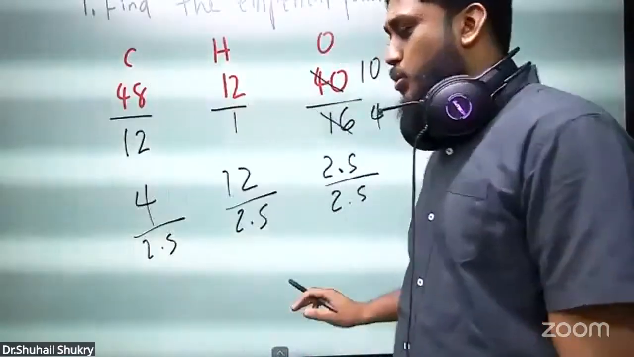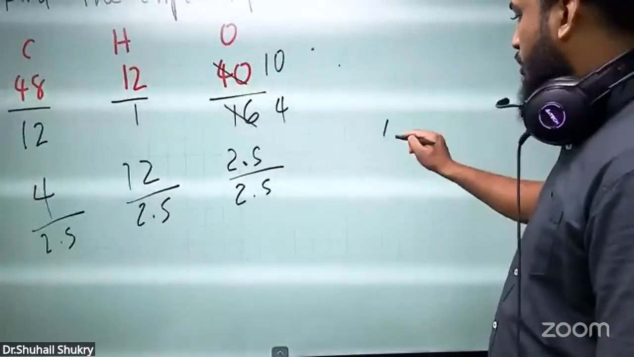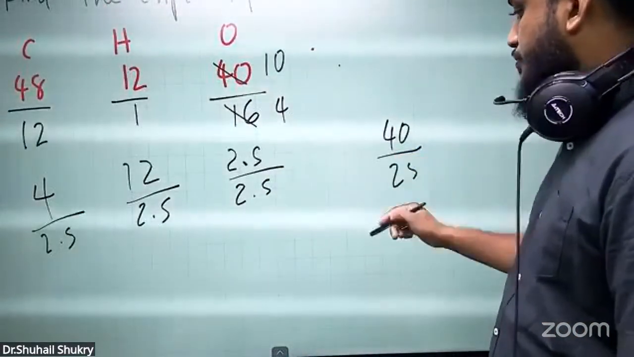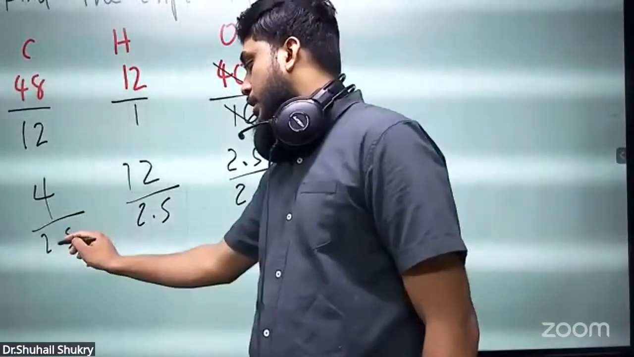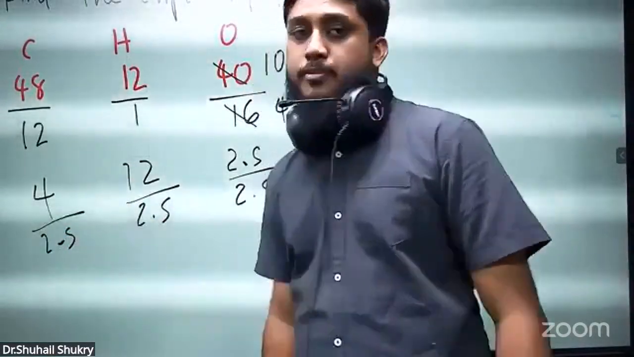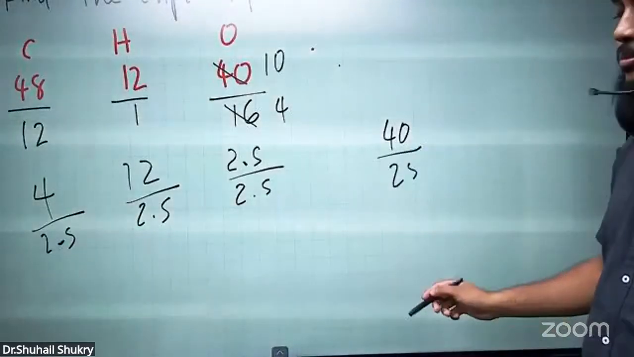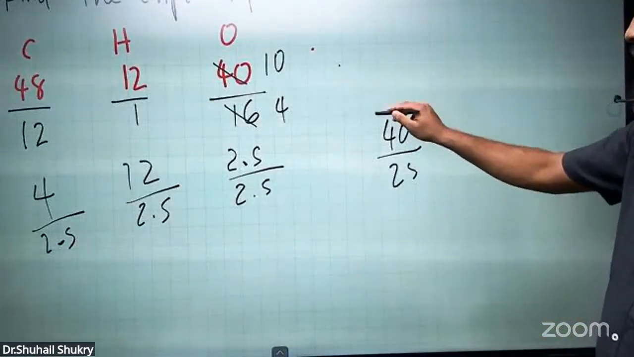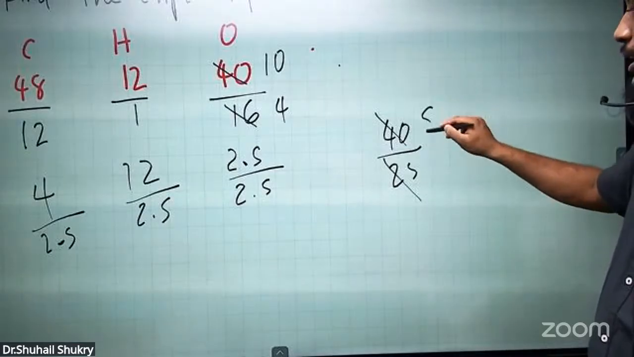So 4 divided by 2.5 means 40 divided by 25. You can make this a whole number by moving the point, then 4 becomes 40. 40 and 25, you can simplify by 5. Then you get 8 here.